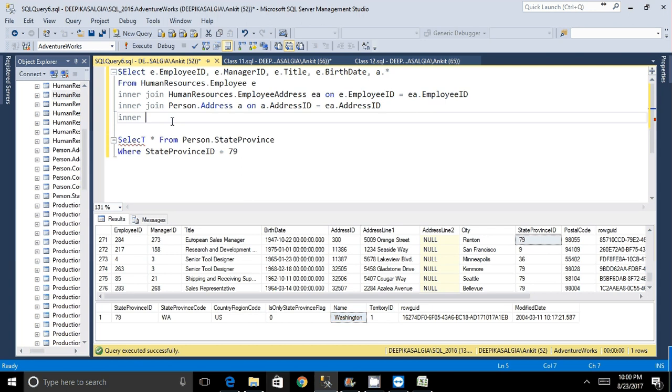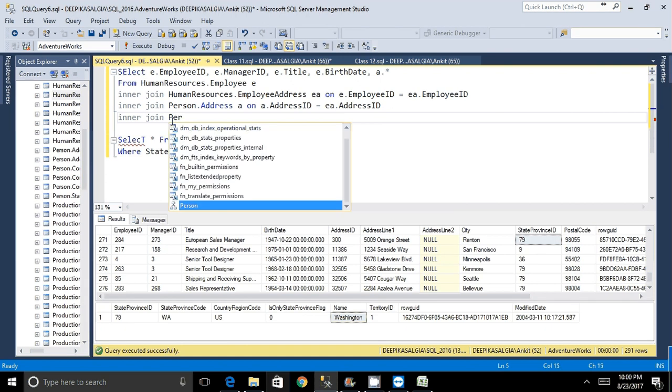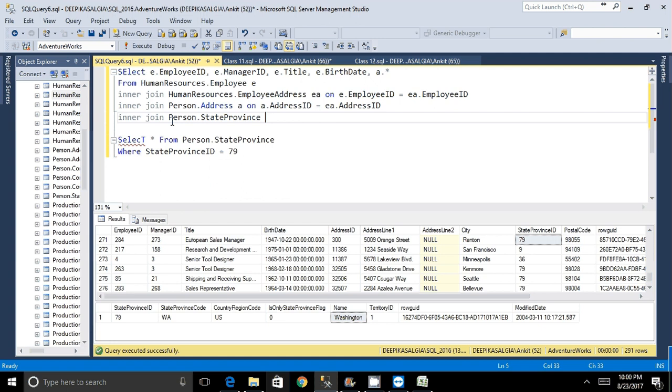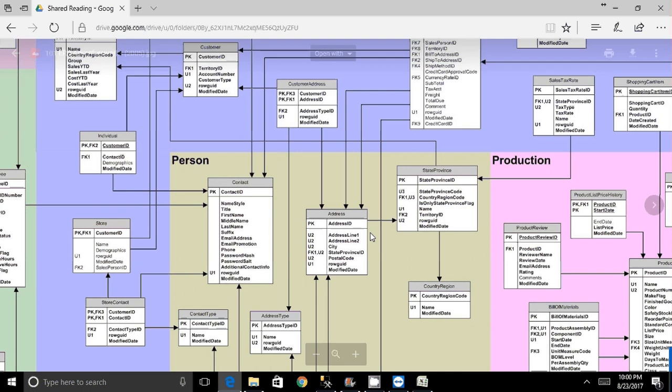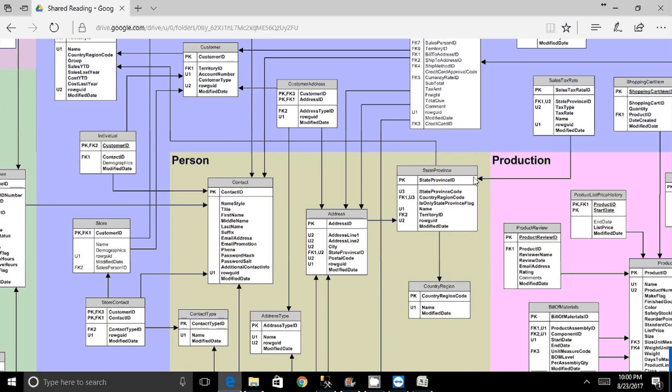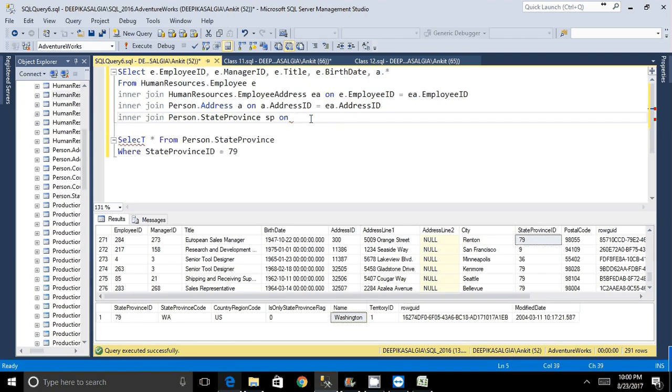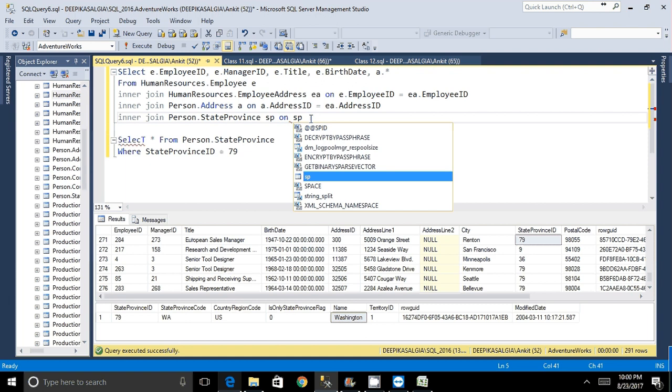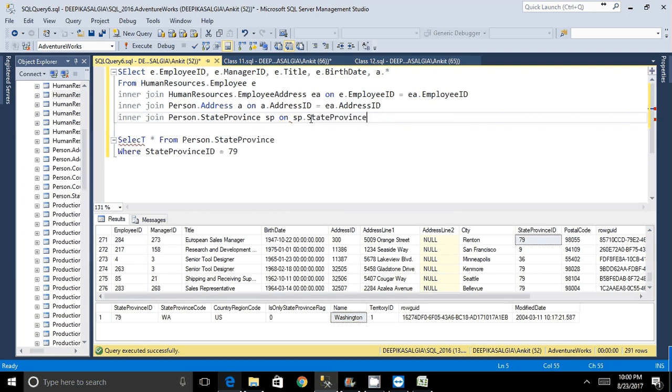So that's why I have to do an inner join on which table? Person.StateProvince. What do I do next? Alias, thank you. What do I do next? On. What's the column you're joining on? State province ID. So tell me the whole thing. What do I put? Good. sp.StateProvinceID. Okay.